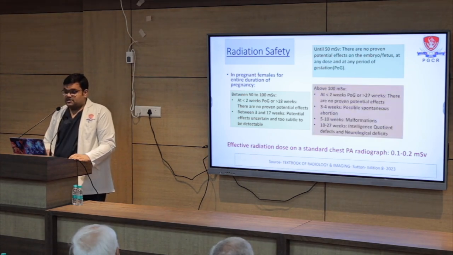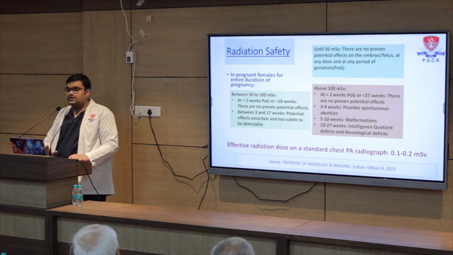Above 100 millisieverts, however, at less than 2 weeks period of gestation and more than 27 weeks of period of gestation, there are no proven potential effects. Between 3 to 4 weeks, there are chances of possible spontaneous abortion. Between 5 to 10 weeks, there are possibilities of malformations. And between 10 and 27 weeks, there are intelligence quotient deficits and neurological defects as well.